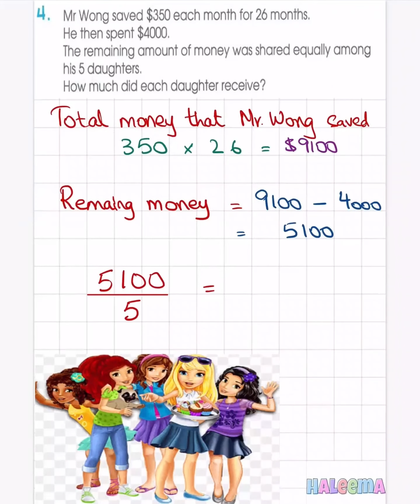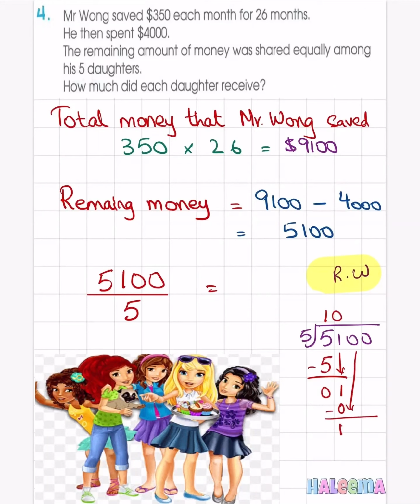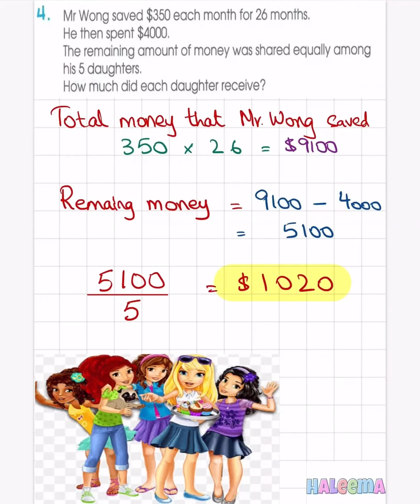So if we divide them both, each daughter will get, let's do the rough working and see how much will each daughter receive. So 5 times 1 is 5, bring down 1, 5 times 0 is 0, bring down 0, 5 times 2 is 10, bring down 0, 5 times 0 is 0. Okay, so 1,020 is our answer. So each daughter receives $1,020.